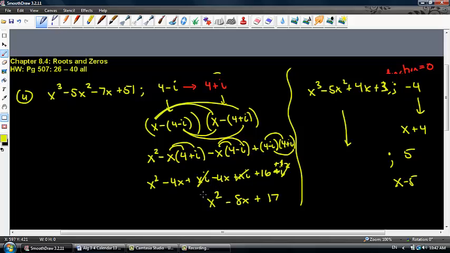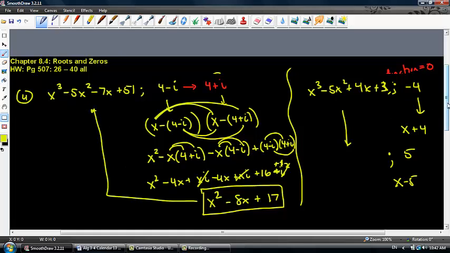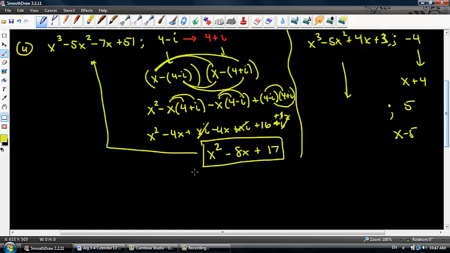Now, what that's given me is the polynomial that I can use to divide into here. Problem is that it's x squared, which means that I can't use synthetic division. I have to use long division in order to find the rest of my zeros. So let's go ahead and do it.